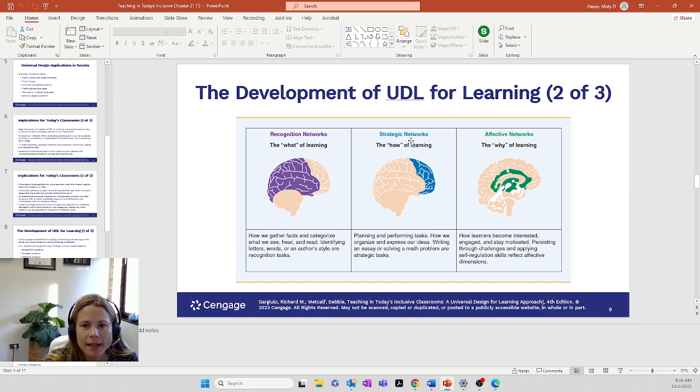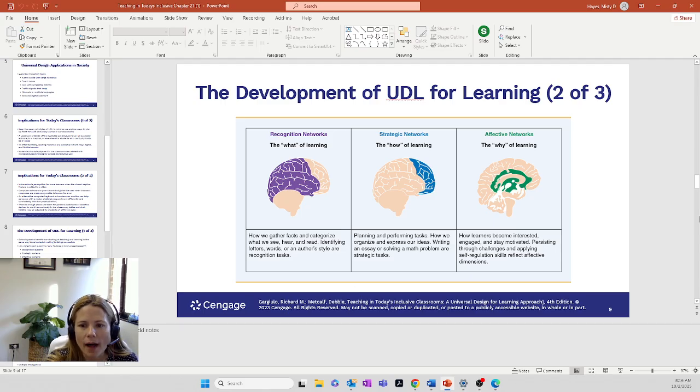Okay, then we have strategic networks. This is called the how of learning. So it's in this part of the brain where they're actually going to be doing something, right? They're going to be able to organize and express the information that you've given them, right? So you're going to have them do something and perform some kind of tasks with what they're learning.